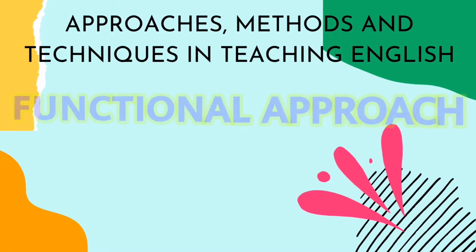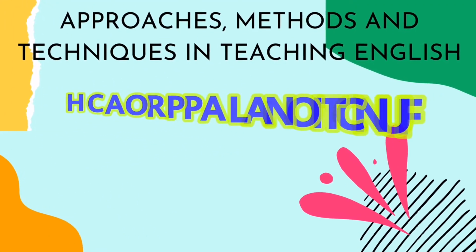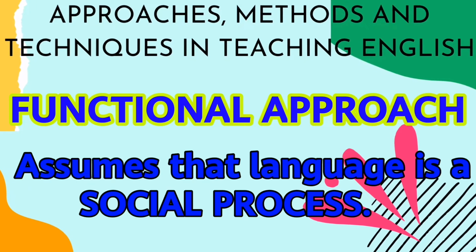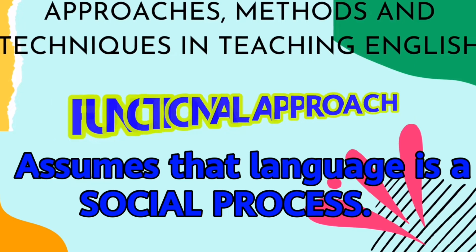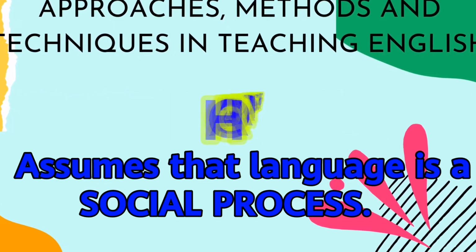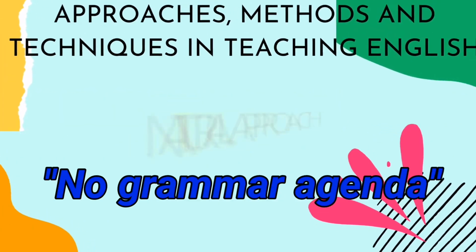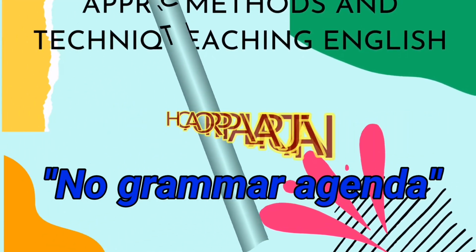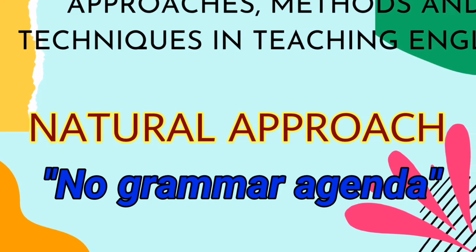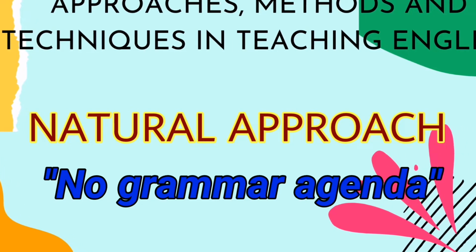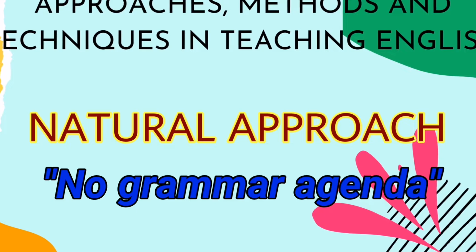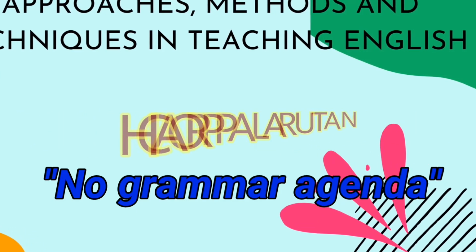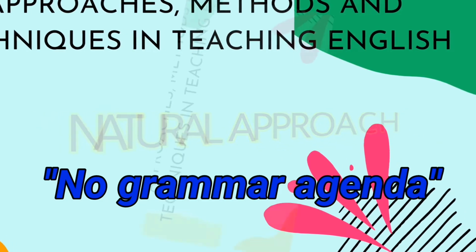Several approaches are being practiced in schools, like the functional approach. This assumes that language is a social process. It is concerned with meaning, function, and language use. Another is the natural approach. This is a direct method used in the 19th century that attempted to mirror the processes of learning a first language. The important thing in this approach is that there is no grammar agenda as such. The learners perform the tasks to the best of their ability.